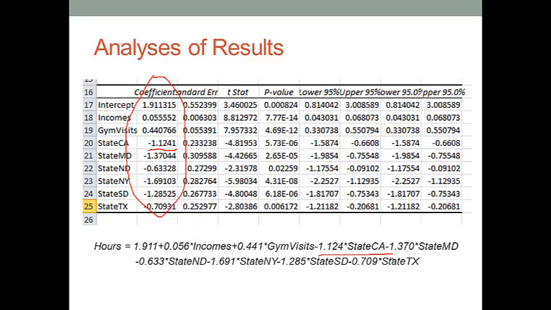That's why we can conclude that if a customer is from California, she will use the mobile app shorter than customers from any other states. How much shorter? 1.124 hours. This is how you explain the meaning of categorical data. Is this important? Very important.